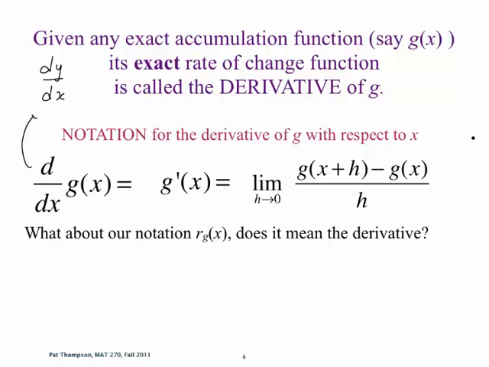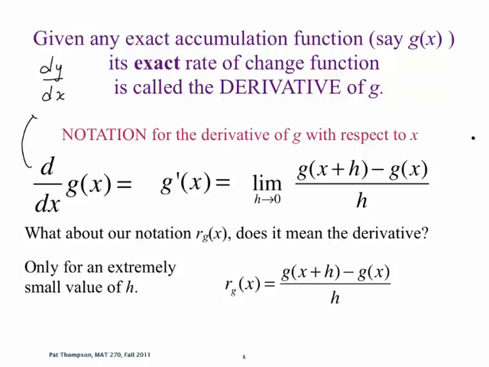Okay, so what about our rate of change function? The notation r, the rate of change of g with respect to x. Does it mean the derivative? Is it the derivative or not? It depends on what the size of h is. Remember we said that's our flexible function, only for extremely small values of h. If we take the limit of that as h approaches 0, then yes, it's the derivative. But if h is non-small, it's an approximate rate of change, and it's not the derivative.